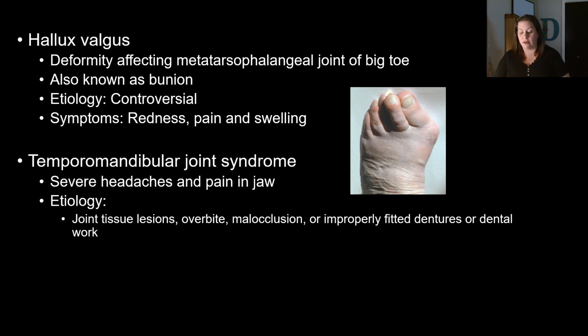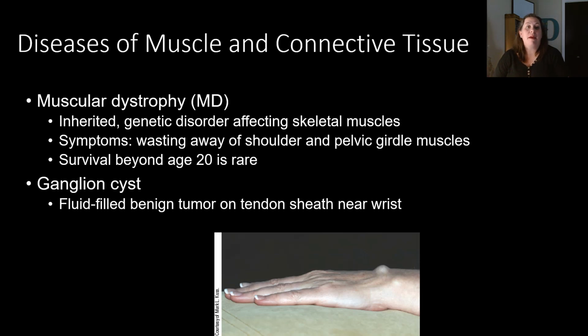All right, so let's talk about diseases of the muscle and connective tissue, okay, when we're talking about the muscular part. So one of the main ones that we see here is called muscular dystrophy, also known as MD. This is an inherited disorder. It is genetic.